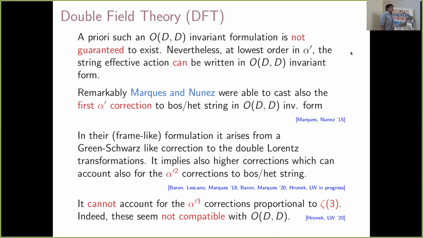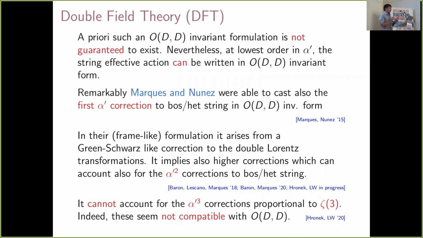Now, it's important to stress that a priori such an O(D,D) or O(10,10) invariant formalism, before you dimensionally reduce, is not guaranteed to exist. But nevertheless, it was shown in some of those papers that I referred to earlier that it is possible, at the lowest order in alpha prime at least, to cast the action in an O(10,10) or O(26,26) invariant form. But even more remarkably, Marcus and Nunez showed that you can also write the first alpha prime correction, which, as you remember, there's a correction both for the bosonic and the heterotic string, and they're slightly different.